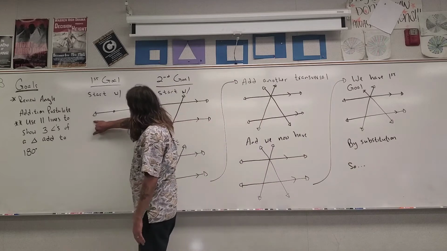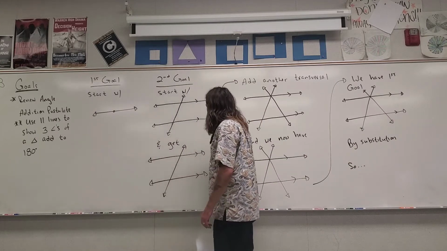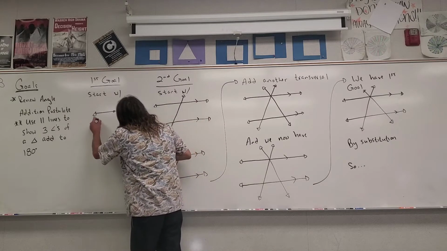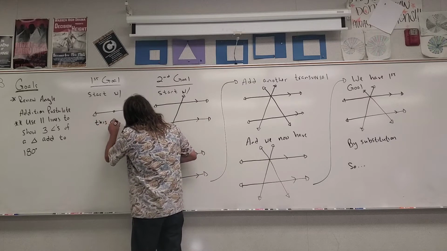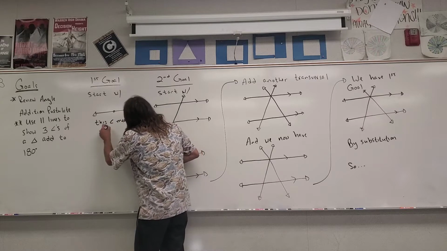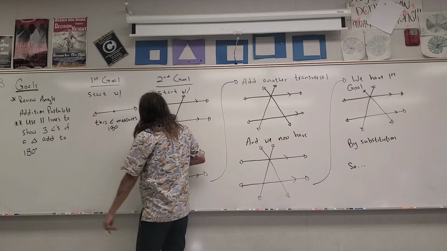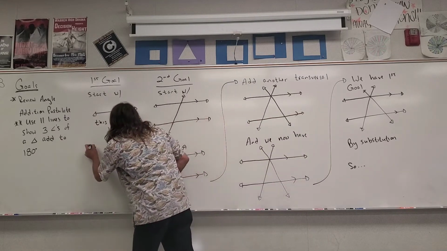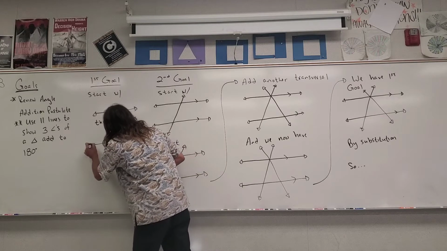I'm going to start with what's called a straight angle. Hopefully you understand this. This angle measures 180 degrees because it's a straight angle. Now I'm going to add 3 rays to this angle.